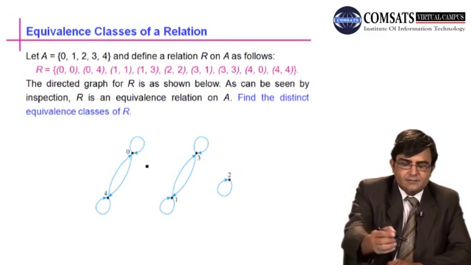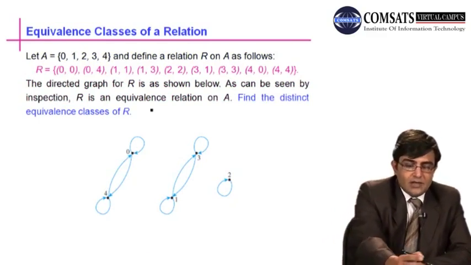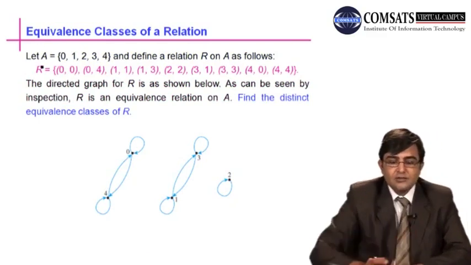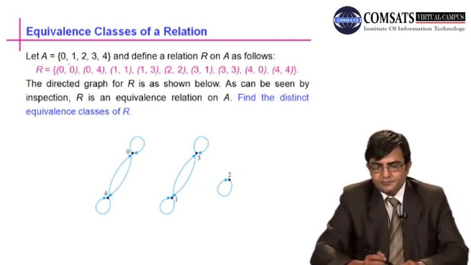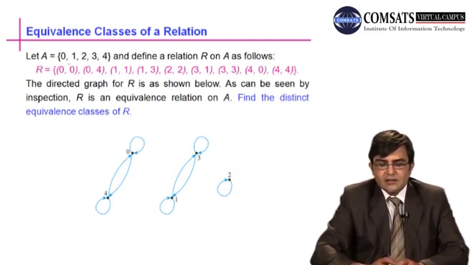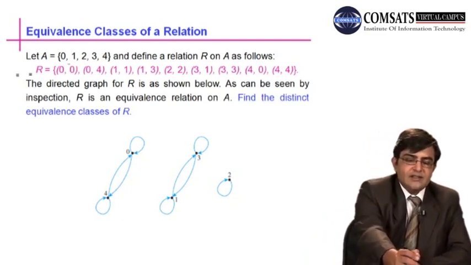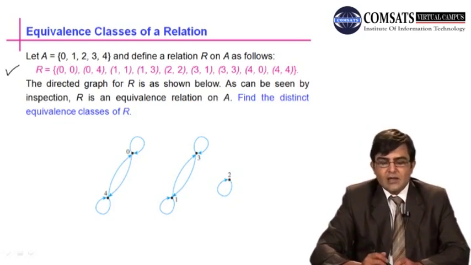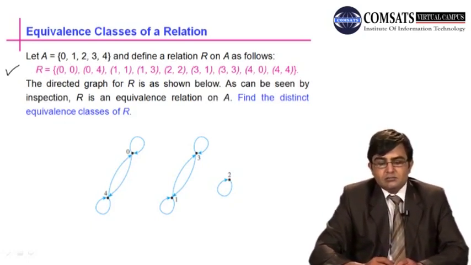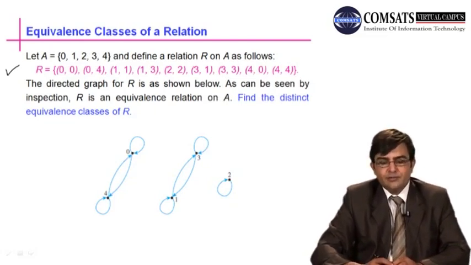Suppose we have the set A. This is {0, 1, 2, 3, 4}. We have defined the relation R on this set A. Now we have to find the equivalence classes of the elements of A. Now R is defined as (0,0), (0,4), (1,1), (1,3), (2,2), (3,1), (3,3), (4,0), (4,4).